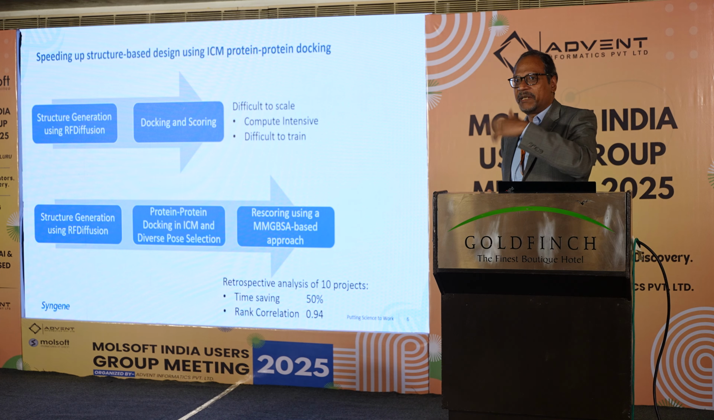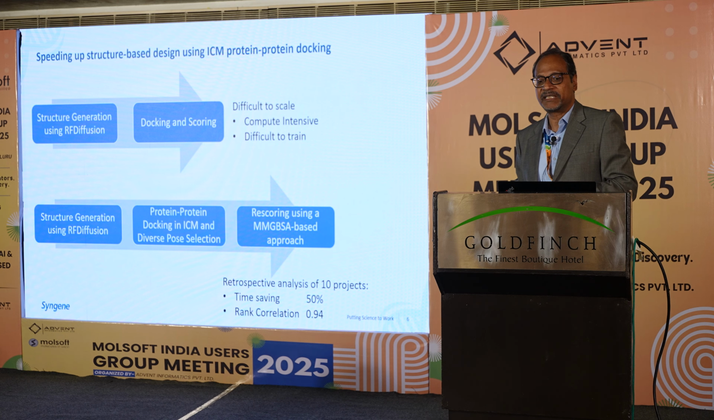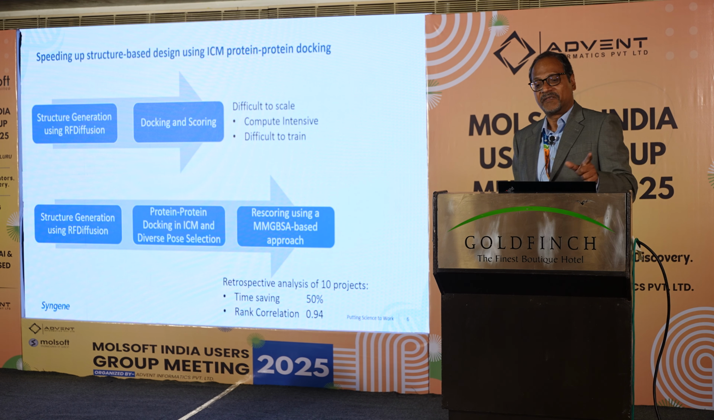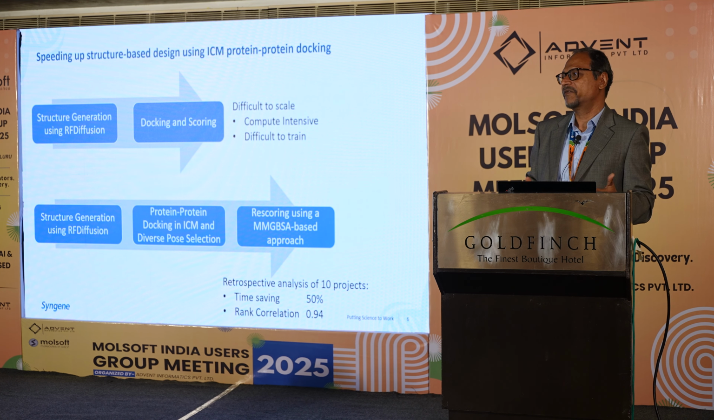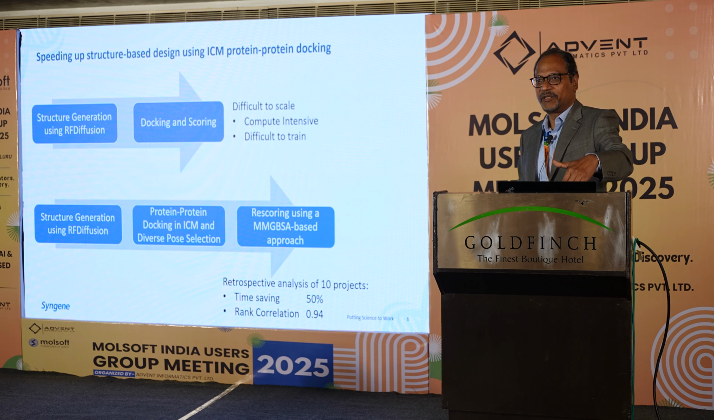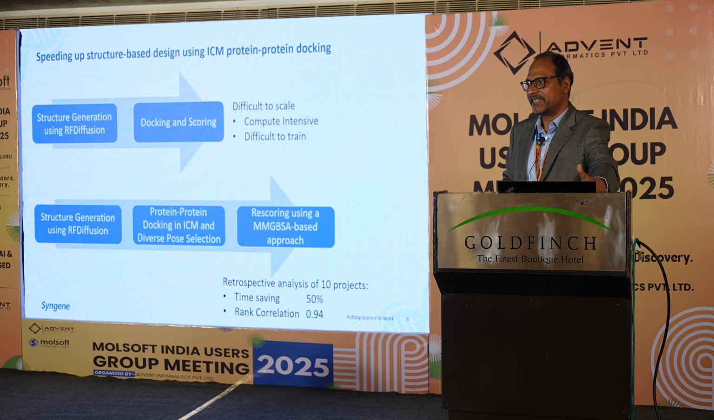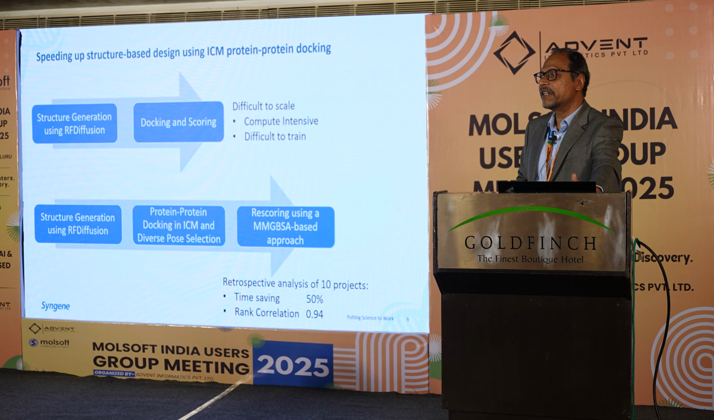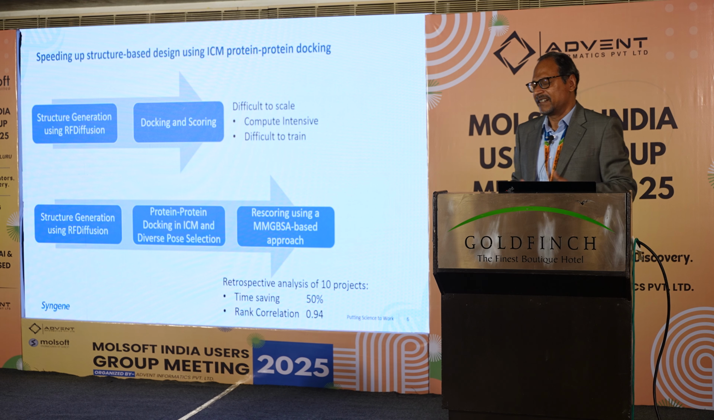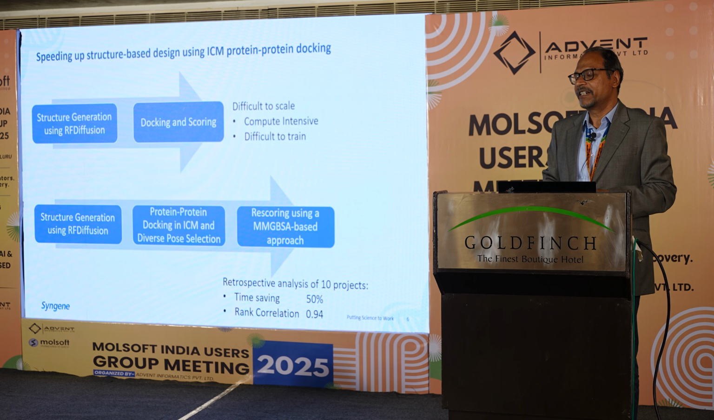We rescore that with an MMGBSA-based approach. It's a variation of MMGBSA, because what we found was the scoring from there wasn't perfect. It's not trained for antibodies basically. After doing that, we looked at 10 older projects and asked, how does this perform? We found that the correlation between what we used to do earlier and ICM is more than close to 95%, but at half the time. That was a huge advantage for us, and now we do most of our work in antibodies this way.